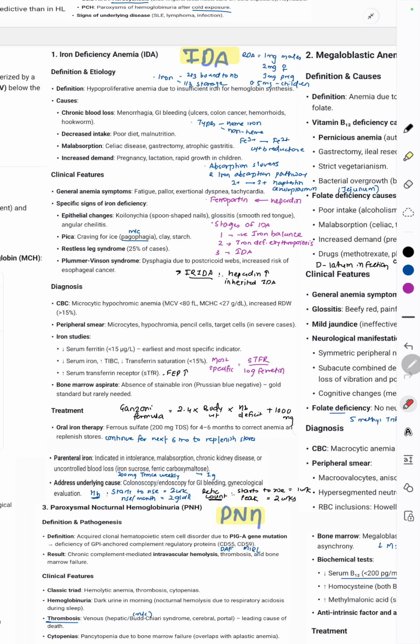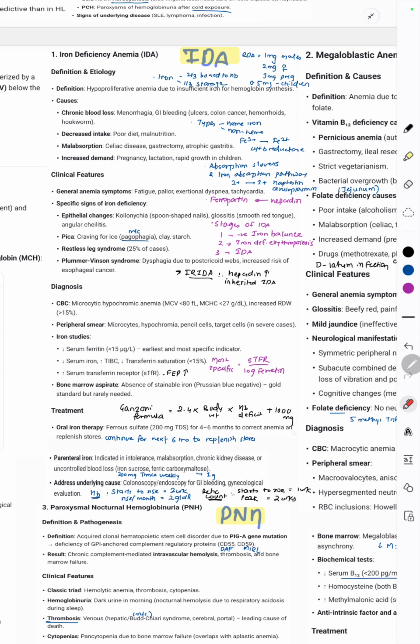Now, there are two types of iron, heme iron and non-heme iron. Heme iron is something that we get from animal sources. Non-heme iron we obtain from plant sources, and the iron that we obtain from the plant sources is Fe3+. It is converted into Fe2+ with the help of cytochrome B reductase. Now, there are certain agents that slow the absorption, that is the phytates, tannates, and milk.